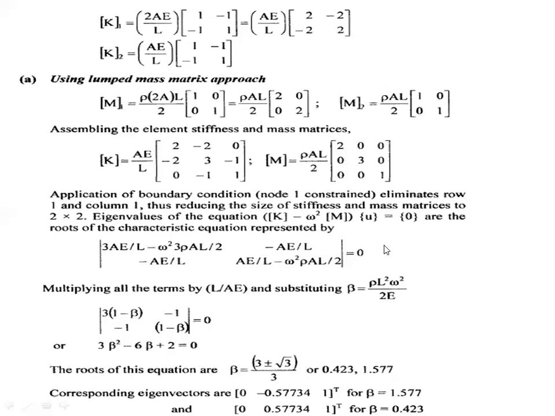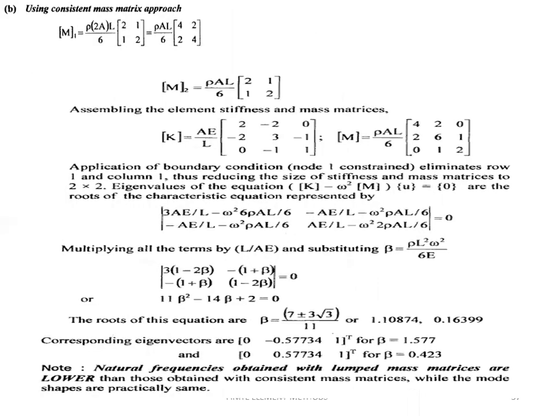Why? Because we don't know the rho value, we don't know the L value. So therefore, if all these are unit, the beta becomes omega square. The beta belongs to the omega square, that is called natural frequency square. So the square root of this one will give the natural frequency omega. Now let us use the consistent mass matrix approach.